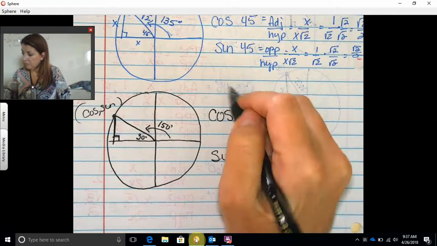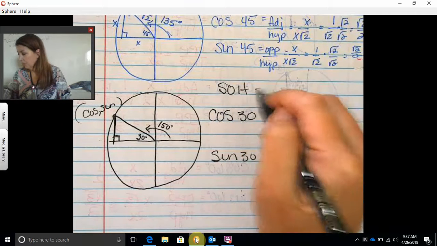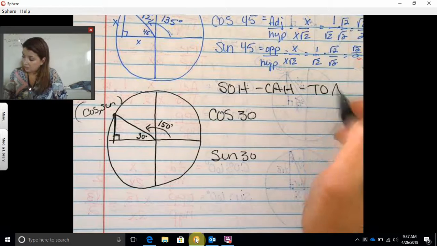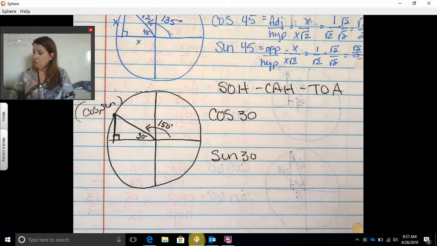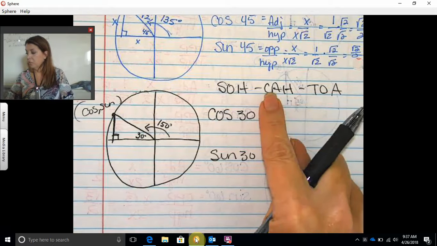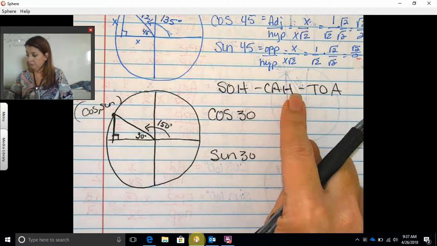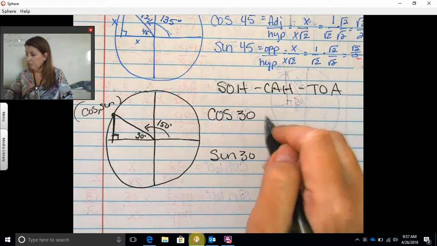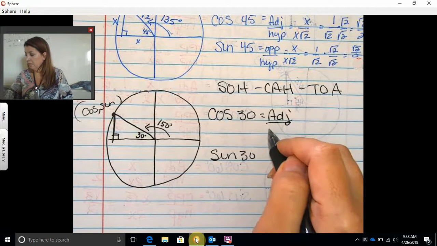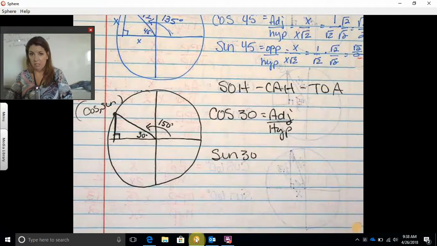So remember, we talked about SOHCAHTOA. Remember, I say SOHCA, you say TOA. So cosine, that's the CAH part. What did the A and H stand for? Adjacent over hypotenuse. So we need to have the adjacent side and divide it by the hypotenuse.